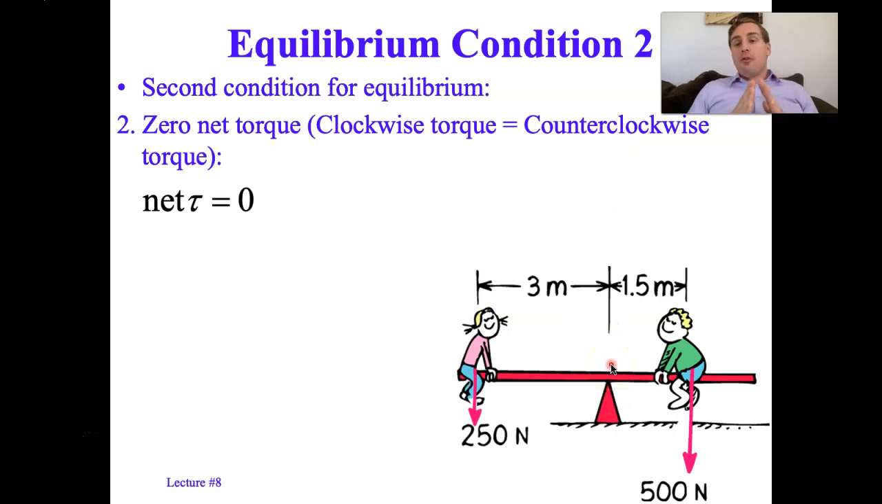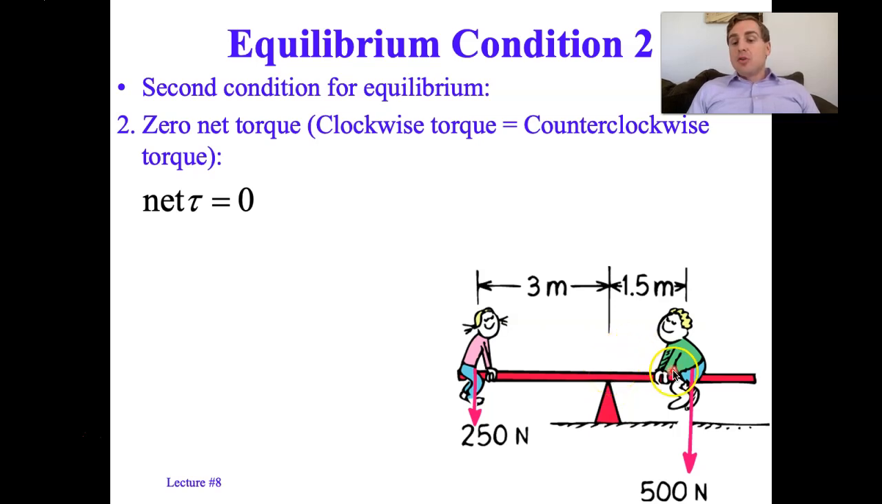Hopefully, you know what I mean by fulcrum. That's the place where this seesaw is able to sort of rotate or teeter-totter. But notice that they're also in static equilibrium because they have zero net torque. That is to say, she with the smaller weight sits at 3 meters radius, and he with the larger weight sits at 1.5 meters radius from the axis of rotation, from the fulcrum.